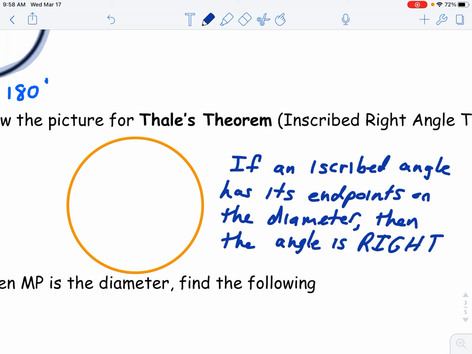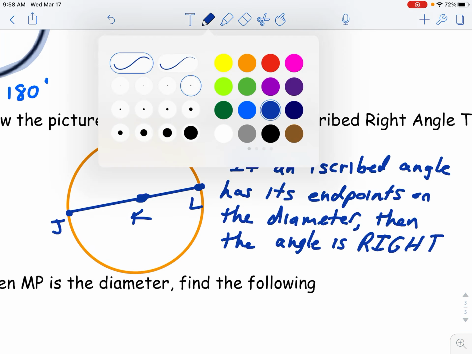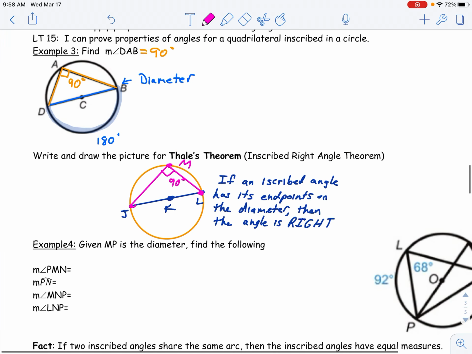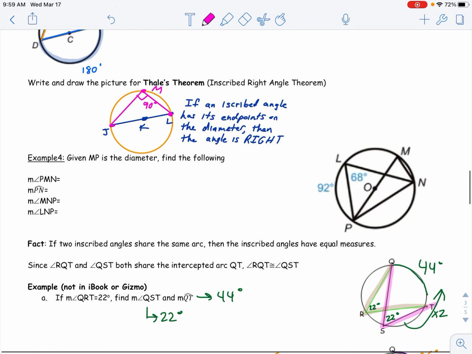And so what that means right here is we just got some random diameter, J, K, L, and then here's M chilling over here. This angle is an inscribed angle, and its endpoints are on the diameter. Then that's a 90-degree angle, and it's a right angle. That's it. That's the punchline. Pretty cool.